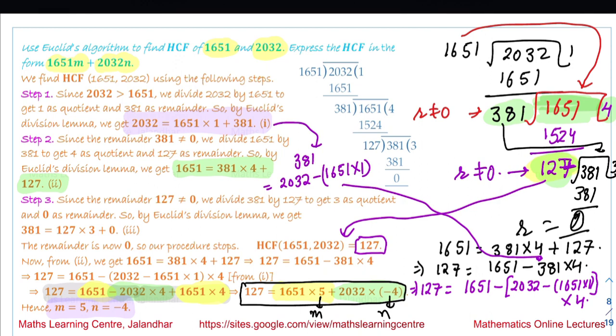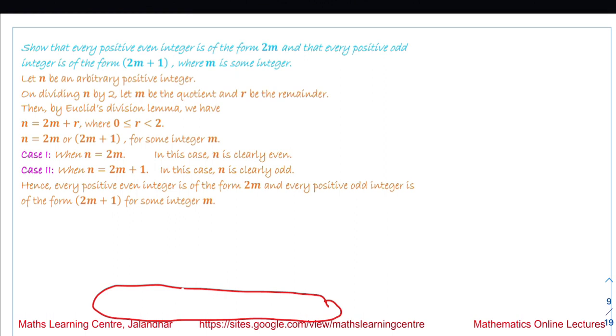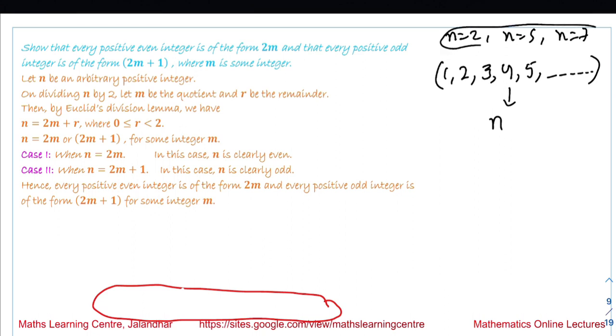Now the next question we have: show that every positive even integer is of the form 2m and every positive odd integer is of the form 2m plus 1, where m is some integer. We are talking about the collection of all positive integers, meaning 1, 2, 3, 4, 5 and so on. Suppose n is any arbitrary positive integer. So n can be 2, 5, 7, any value out of this collection.